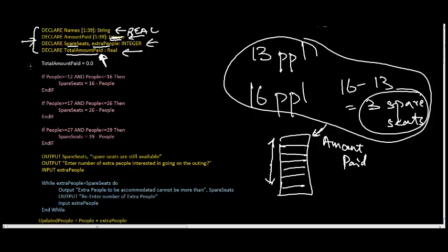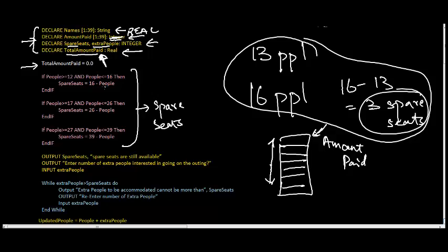We have initialized total amount paid to 0.0, because total amount paid is a real number, so we've initialized it to 0.0, not 0. It is important to show the fraction part, the decimal part. Okay, and then what have we done here? First thing that we are doing here is we are calculating the spare seats.